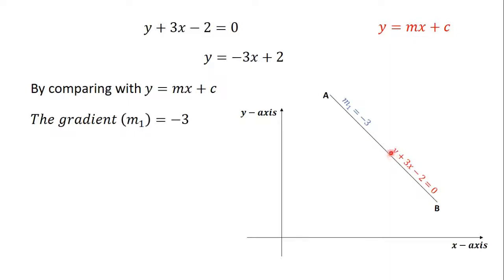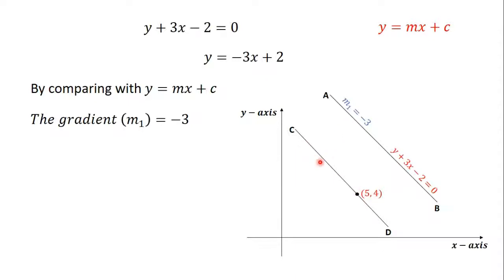Now let's come back to our diagram once again. The gradient of the line y + 3x - 2 = 0 is -3. Remember, we represented the gradient of the line y + 3x - 2 = 0 with m1. So we can say that m1 is equal to -3. Now, this line is parallel to the line that passes through the point (5, 4). And we have seen that since these two lines are parallel to each other, they will have the same gradient. We represented the gradient of the line that passes through the point (5, 4) with m2.